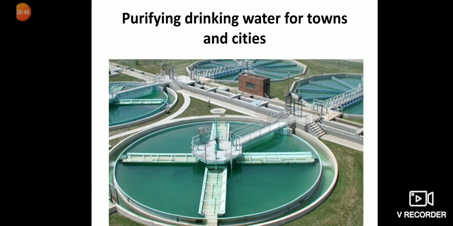With various processes and steps, this water is cleaned and purified. Processes like sedimentation, filtration, chlorination, coagulation, etc. are followed. After purification, the drinking water is stored in a huge water tank, from where it is supplied to homes in the towns and cities through pipes.